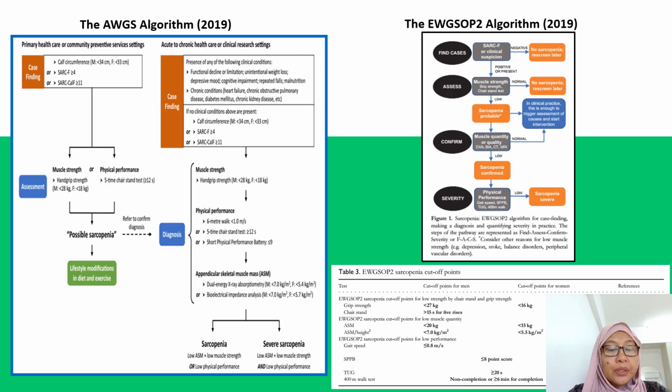So in summary, we have discussed various tools and methods for assessing sarcopenia, including the AWGS and EWGSOP algorithm, SARC-F questionnaire, calf circumference, finger-ring test, muscle strength assessment, muscle mass measurement, and physical performance tests. Each of these tools provides valuable insights into the diagnosis and management of sarcopenia.